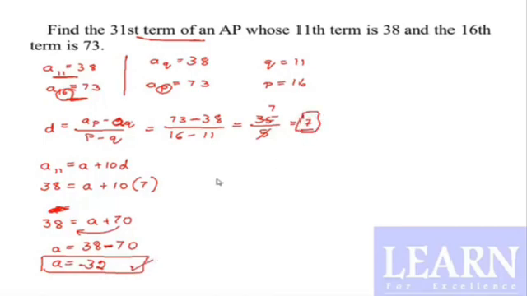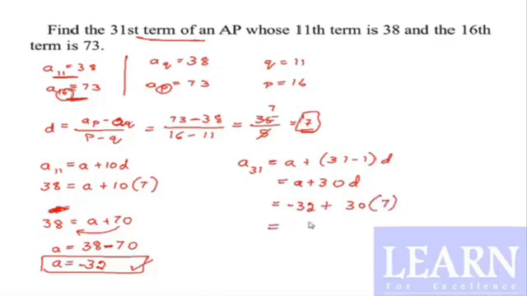Now we can find any term. They have asked for the 31st term. So A31. How to find A31? A31 is nothing but A plus 31 minus 1 into D, which is equal to A plus 30D. The value of A is minus 32 plus 30 into the value of D, 7. Now look here, 7 times 30 is 210. So A31 is 210 minus 32.